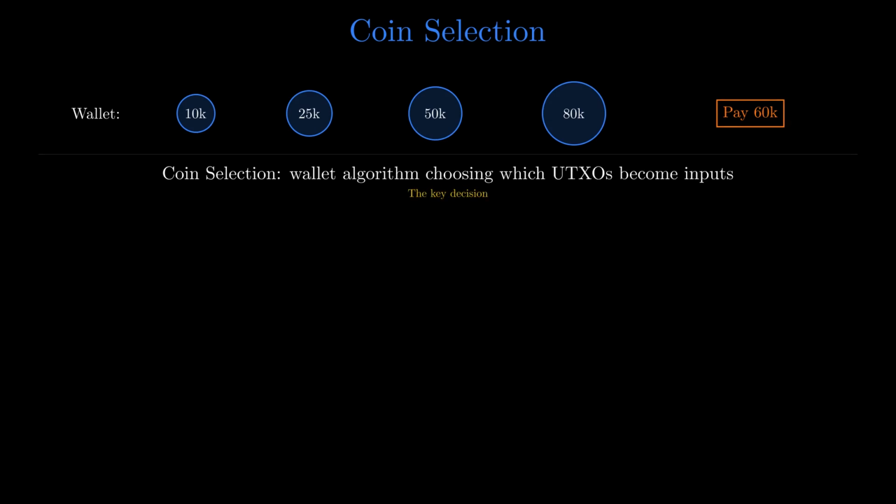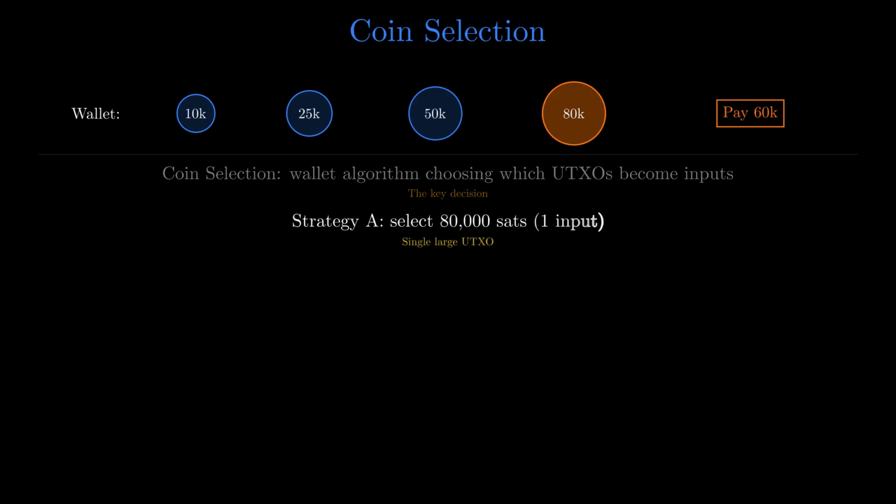So far, we've seen tidy examples. Real wallets face messier choices. Suppose your wallet holds 4 unspent outputs, 10,000, 25,000, 50,000, and 80,000 sats. You need to pay 60,000 sats. Coin selection is the wallet's algorithm for choosing which outputs to use as inputs. Let's compare two strategies. Strategy A, pick the single 80,000 sat output. One input makes the transaction compact and cheap in fees.